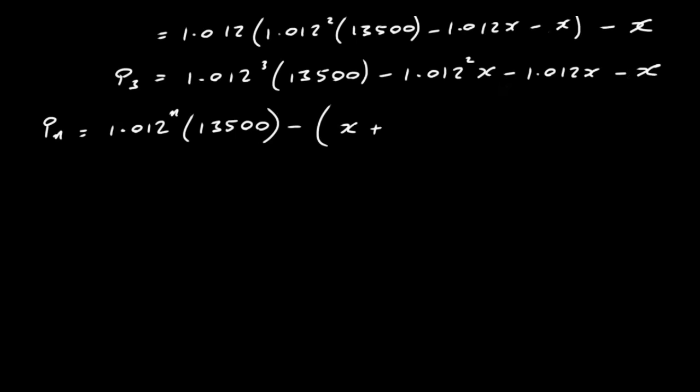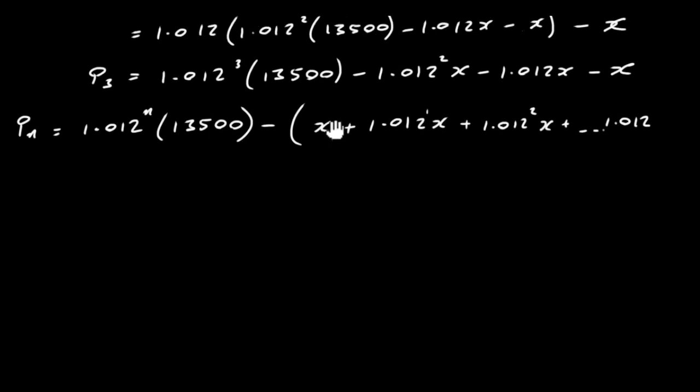So it's going to be minus x, then 1.012x, and that's to the power of 1 here, plus 1.012 squared x, plus all the way up to 1.012 to the power of n minus 1 times x. That's because if you look at this here, this is always 1 less than the n value here. So it goes from x up to 1.012 to the power of n minus 1.